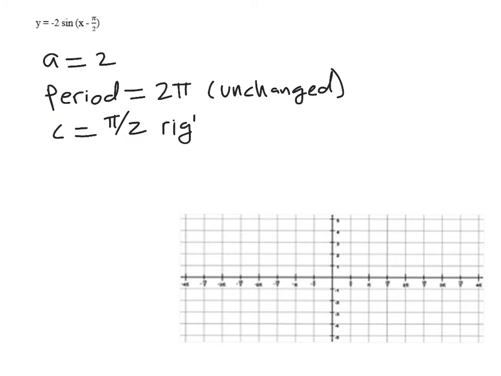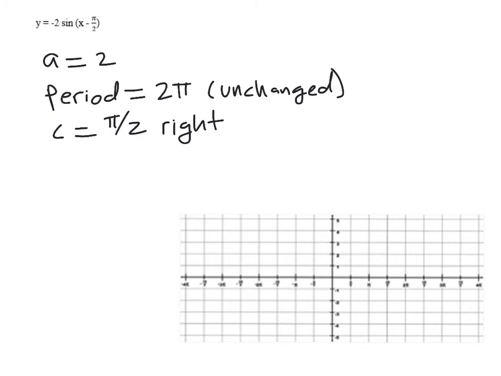C is pi over 2 to the right. That's obviously the new element this one's going to bring, is it's got a horizontal shift. D is 0. Don't need to mark it. Okay?